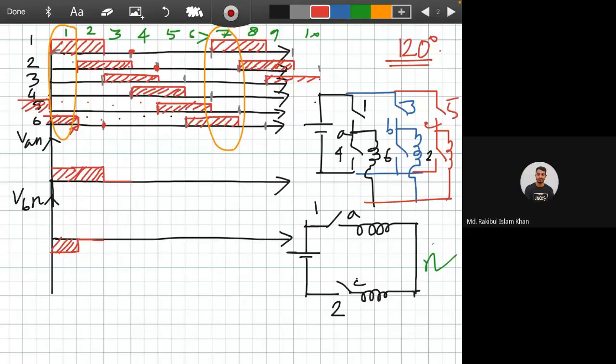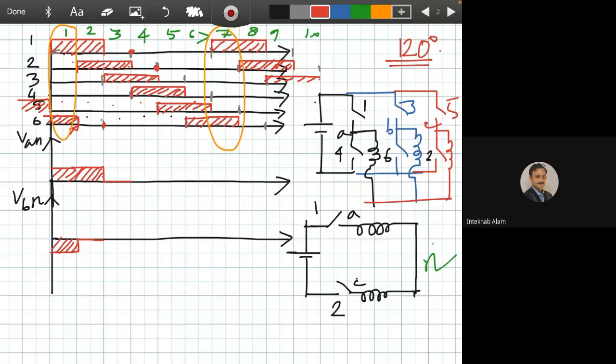B upper bank switch is on. Minus half. Plus half. Yes, plus half. You can see it in a sequential form. If any upper bank switch is on, then it is positive. If the lower bank switch is on, it's negative.